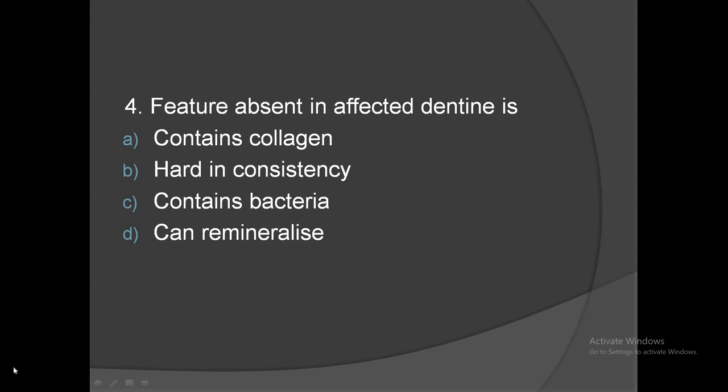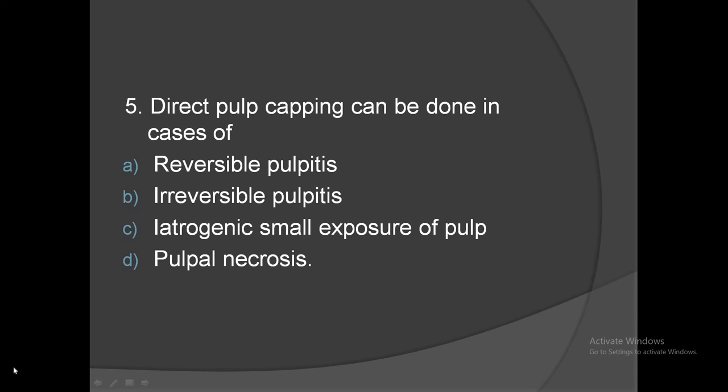The fourth one is the feature absent in affected dentine: it contains collagen, it is hard in consistency, it contains bacteria, it can remineralize. Feature absent. Direct pulp capping can be done in cases of reversible pulpitis, irreversible pulpitis, iatrogenic small exposures of pulp, or pulpal necrosis. You have to write down the most appropriate answer.